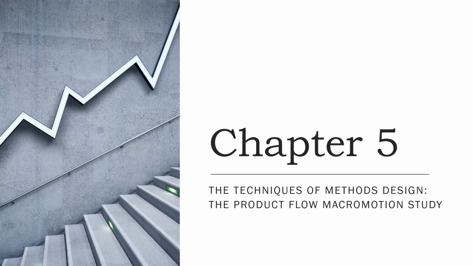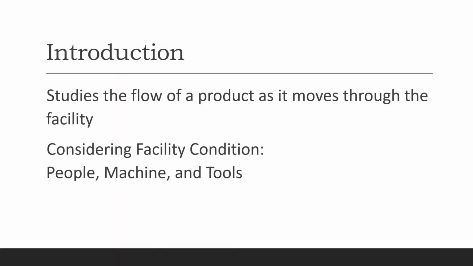Okay, so chapter 5 is about the techniques of methods design. Here we're going to study the product flow in macromotion. In macromotion, we study the flow of a product as it moves through the facility. So we consider people, machines, and tools. They are the conditions in the facility.